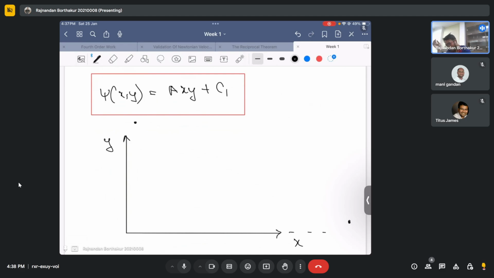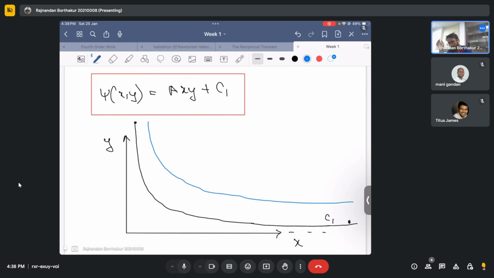Which means that these lines should look something like this. Okay? It goes to infinity when y goes to infinity, and it goes to infinity when x goes to infinity. So this is one streamline for a particular value of C1. If I choose a different value of C1, I will get a different streamline, something like this. All of this will go to infinity when x and y go to infinity. Let's say this is for C1 equal to 1, and this is for C1 equal to 0.